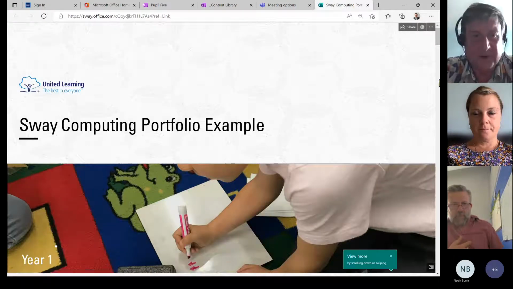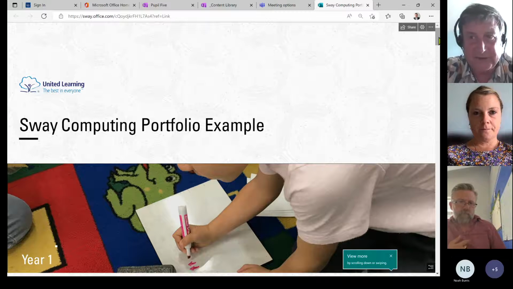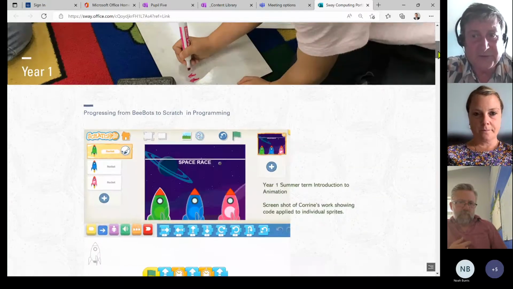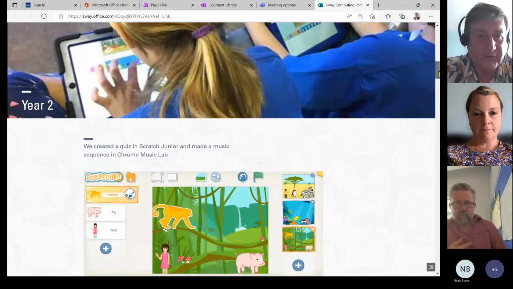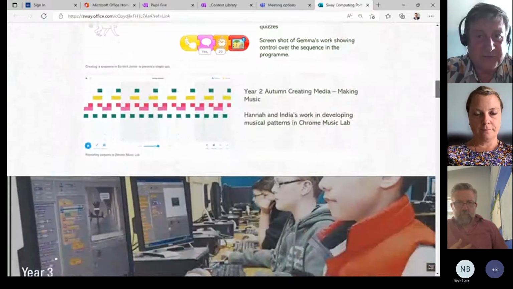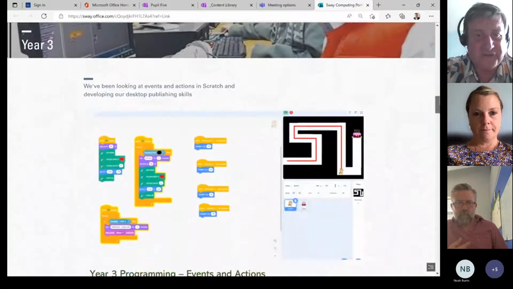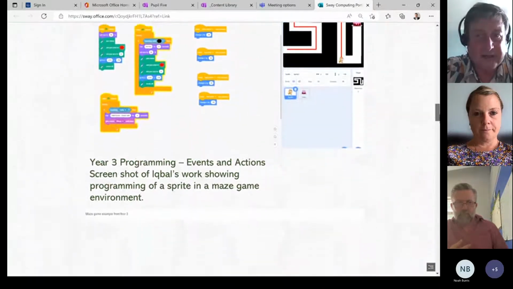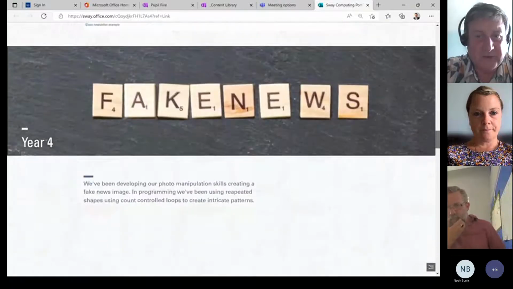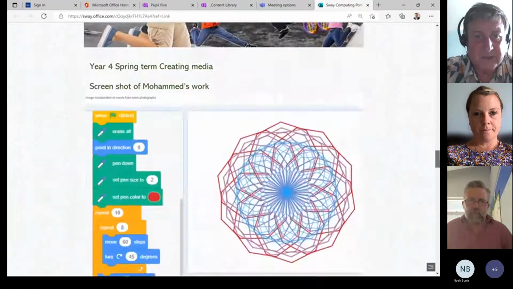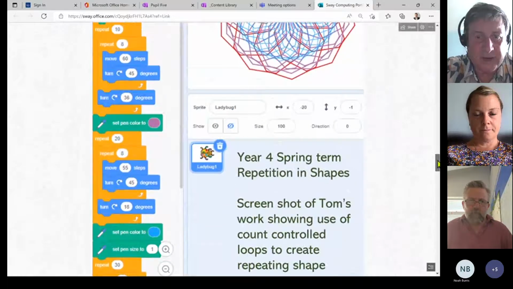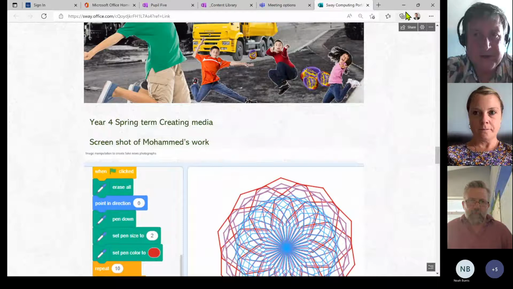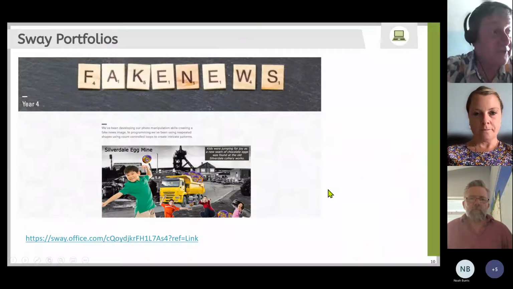Again, this is just my example, the sort of thing you could put together, maybe to show an Ofsted inspector, maybe to show the head teacher, whatever you think. So here's just an example of a whole school portfolio where we're just putting in some screenshots and some annotations about the kind of work that's been going on in computing over the course of the year. So that kind of Sway portfolio could be quite a nice way of presenting that kind of information.